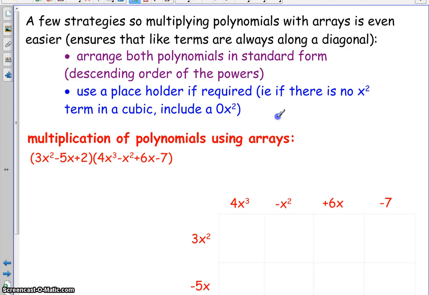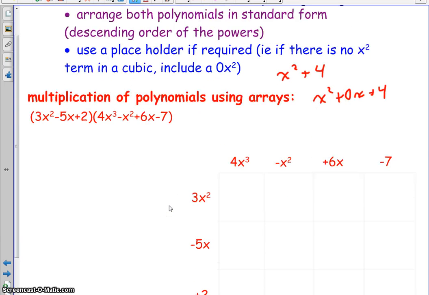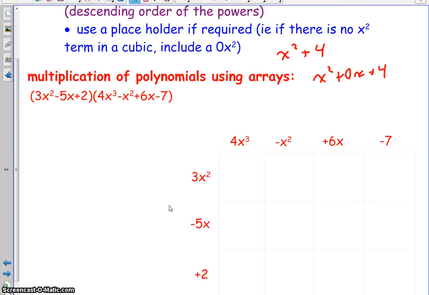So let's just say we had the expression x squared plus 4. Well, to make the array a bit easier, we could write this as x squared plus 0x plus 4, which adds an extra row to our array, but would make the like terms a little bit easier to see. But again, that's something we can potentially use to make it a little bit easier, but hopefully you don't find it too bad even without using those tricks.